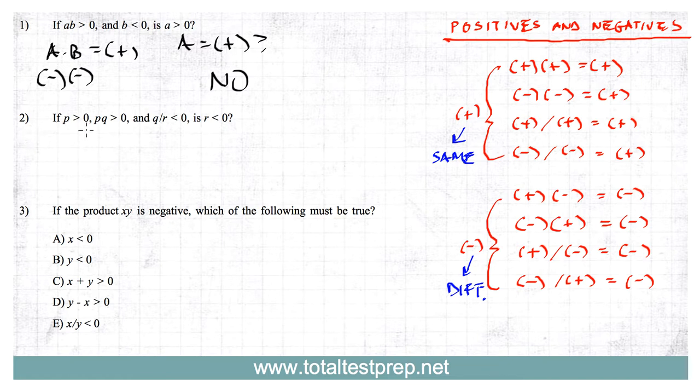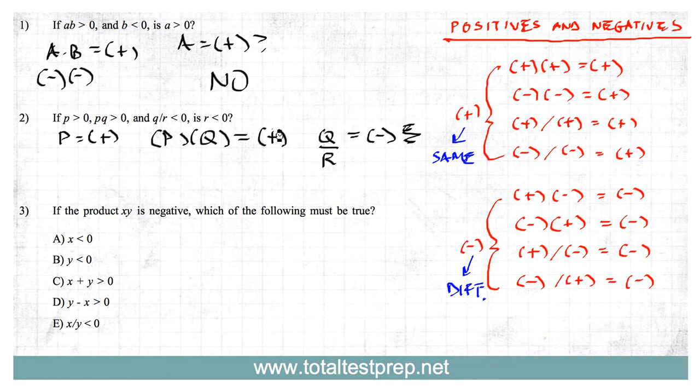Let's see how this is tested in a slightly more complicated question. The question reads, if p is greater than 0, p times q is greater than 0, and q divided by r is less than 0, is r less than 0? First, we're going to rephrase this using pluses and minuses. We're told that p is positive, p times q is positive, and q divided by r is negative. So we're told three things, and then we're asked whether r is negative.